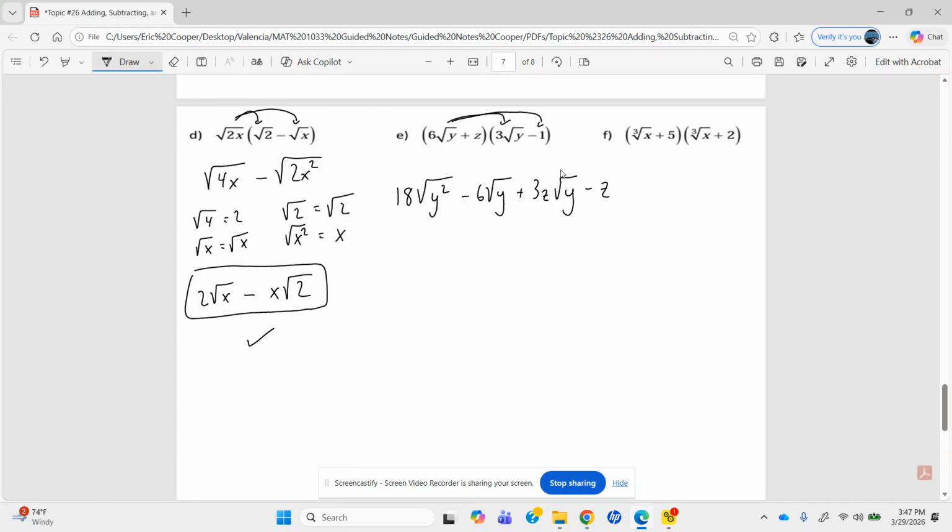Now, we cannot combine these middle terms here. Even though they both have square root of y, this has a z on it, and this one doesn't.